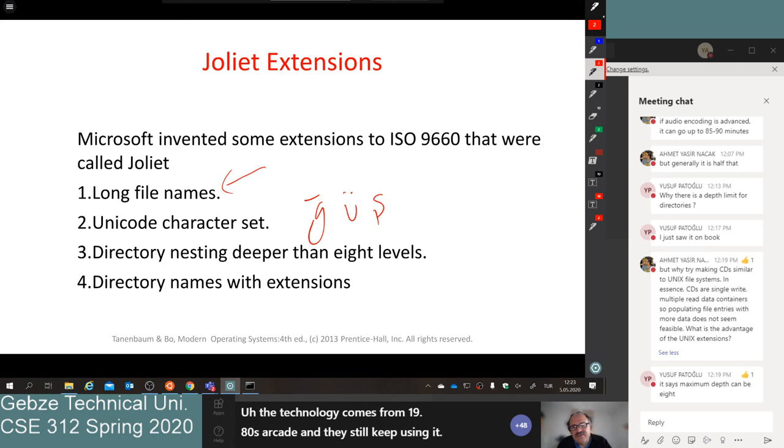Of course, after that, we have writable CDs. Their file system is different. Remember, from the beginning when we talked about file systems, contiguous file location is a desired thing for this file system because there is no file modification. When you start modifying your files, of course, contiguous allocation becomes a problem.